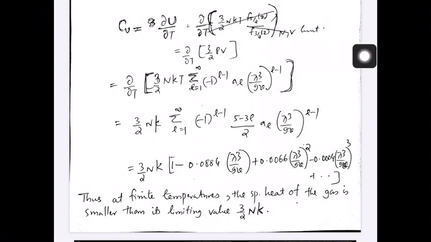Now at a finite temperature, if the temperature is very large, infinite, all these terms will be 0. So Cv will be 3/2 Nk. But at a finite temperature, the specific heat of the gas is smaller, because of the presence of this series. For a finite value of λ, the specific heat will be less than this value, 3/2 Nk. So this is what we see for the specific heat.